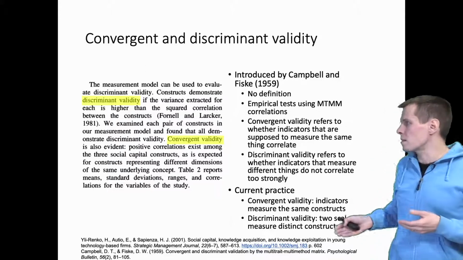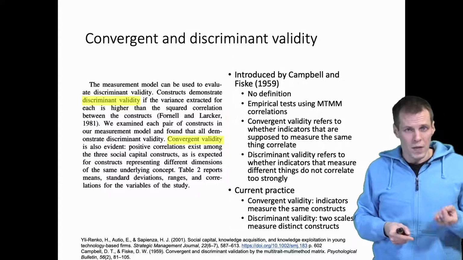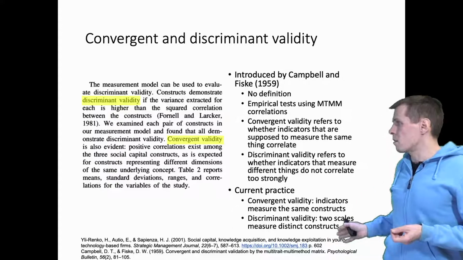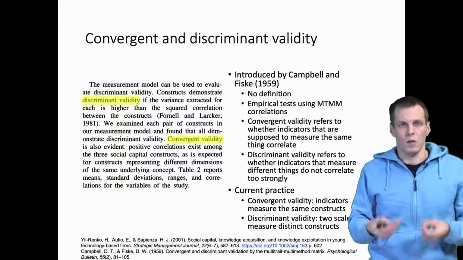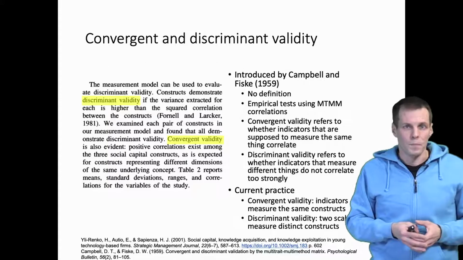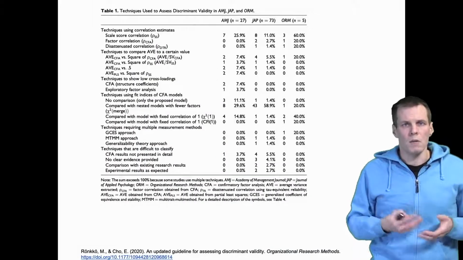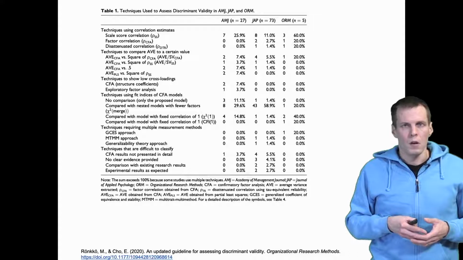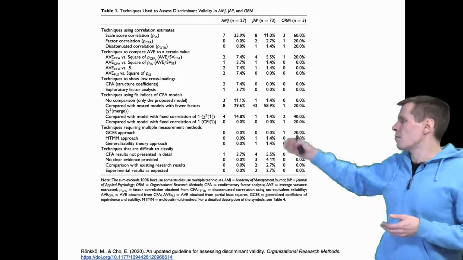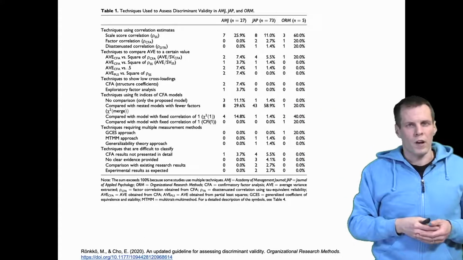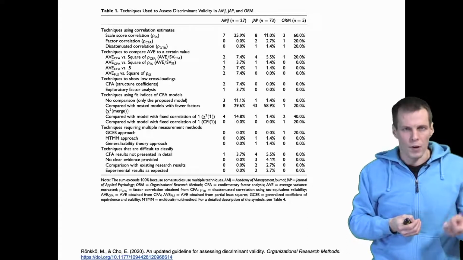The current practice is that convergent validity is used to refer to whether indicators that are supposed to measure the same thing correlate highly, and discriminant validity is commonly used to refer to whether the correlation between these scales is so high that those scales cannot be interpreted to measure two different things. So let's take a look at how discriminant validity is currently assessed. Joe and I went through a few years of AMJ and JAP, and then the full history of ORM, to see how discriminant validity was actually empirically assessed in these papers.